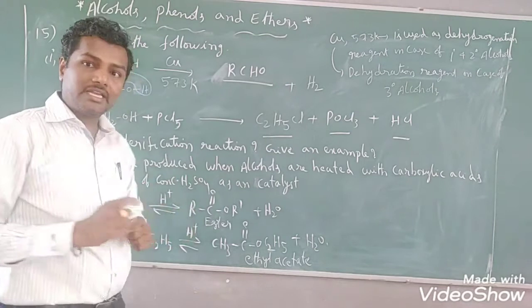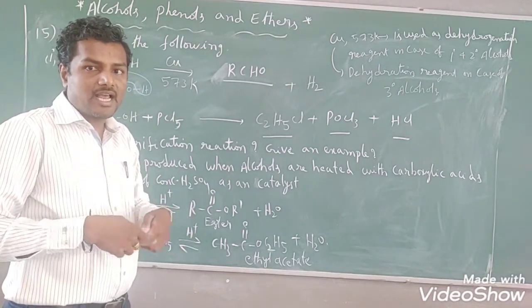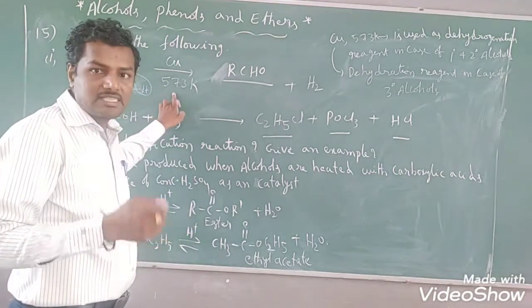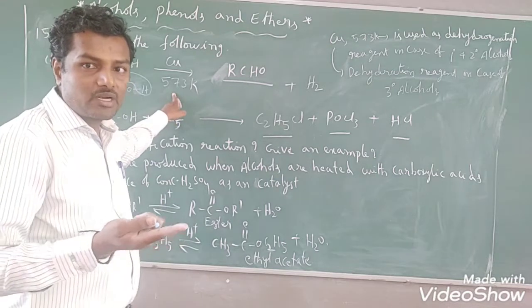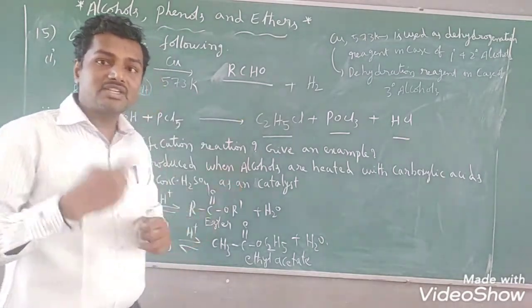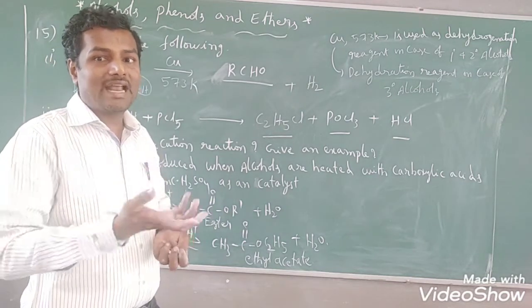In a similar manner, in case of secondary alcohol, you will get a ketone. Secondary alcohols, if you treat with copper at 573 Kelvin, will be converted into what? The ketone. Primary alcohol will be converted into what? Aldehyde. Tertiary alcohols will be converted into alkenes due to the dehydration process.